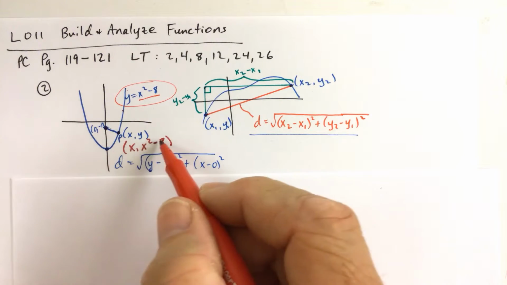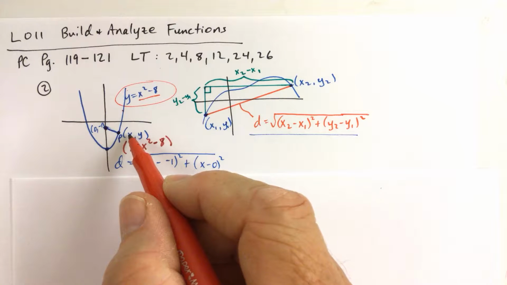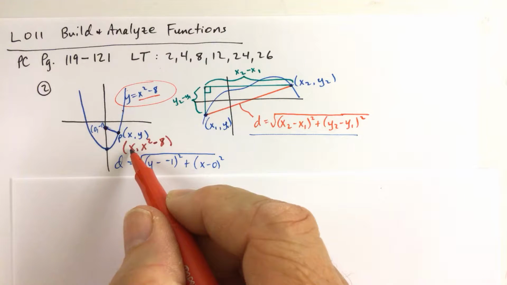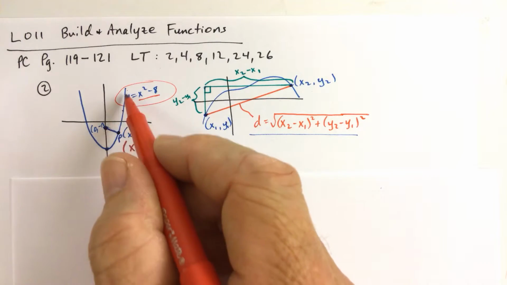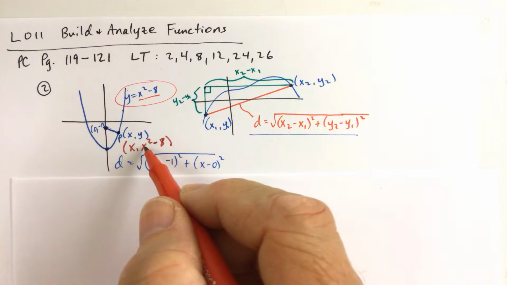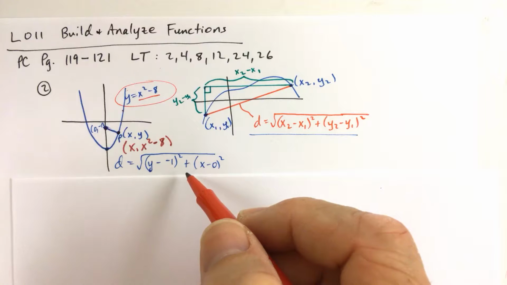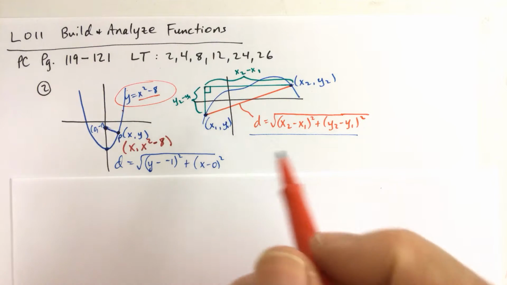So the other thing that I did was, instead of the coordinates x, y, I expressed them as x comma x squared minus 8, because any point on the curve will have a y coordinate of x squared minus 8. So that's one of the keys to these kinds of problems as well.